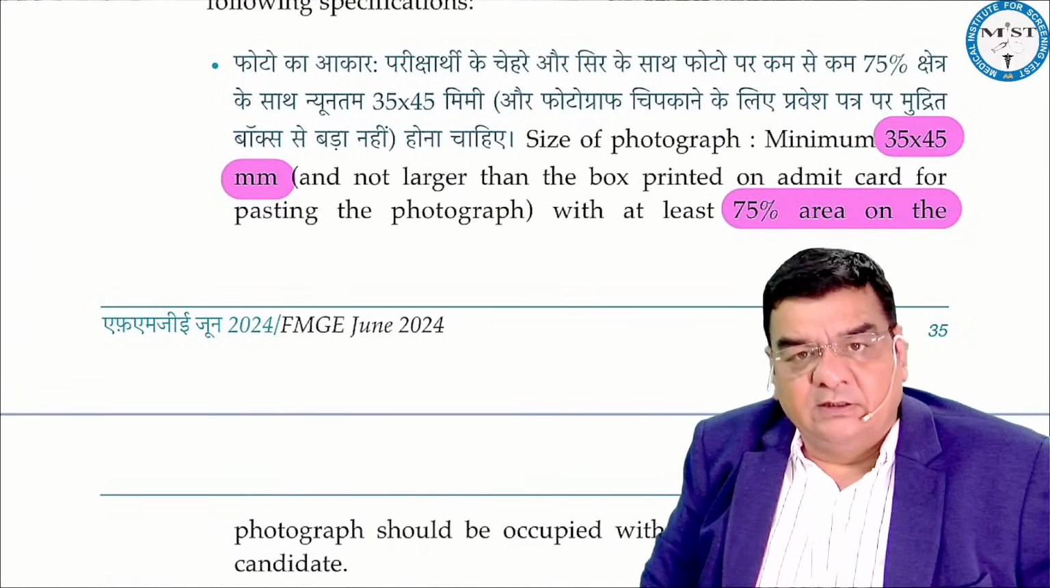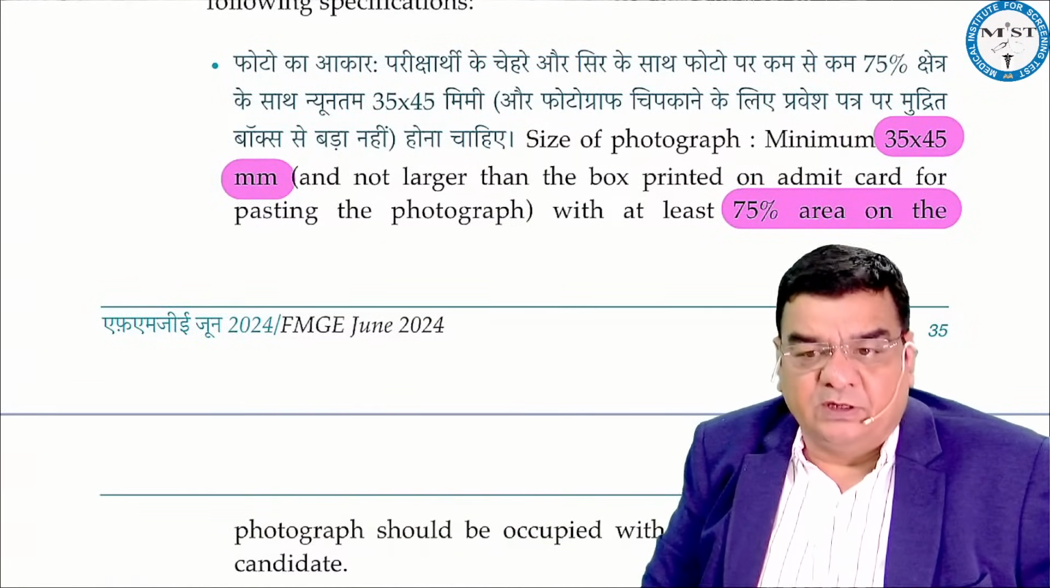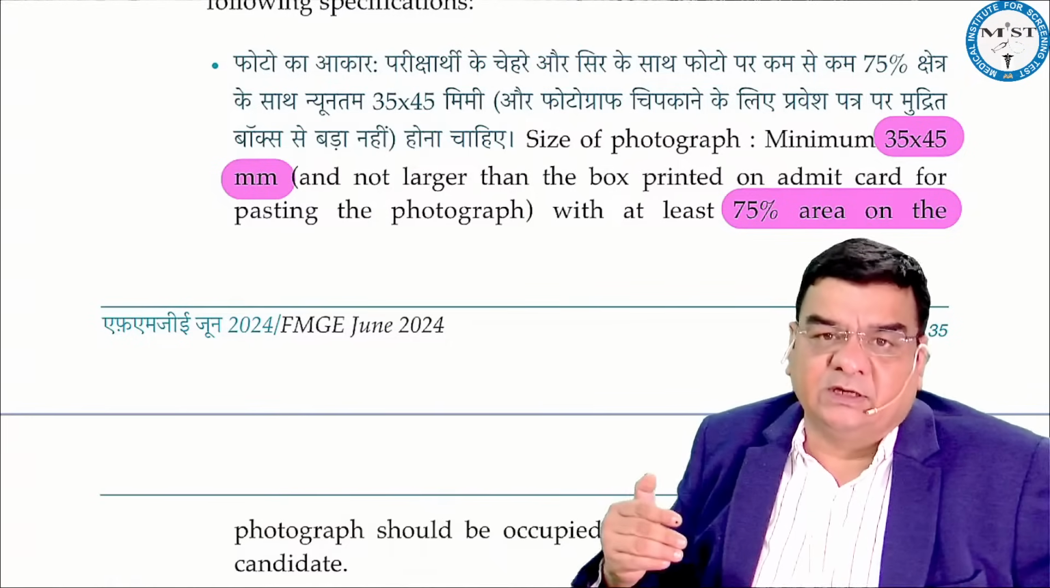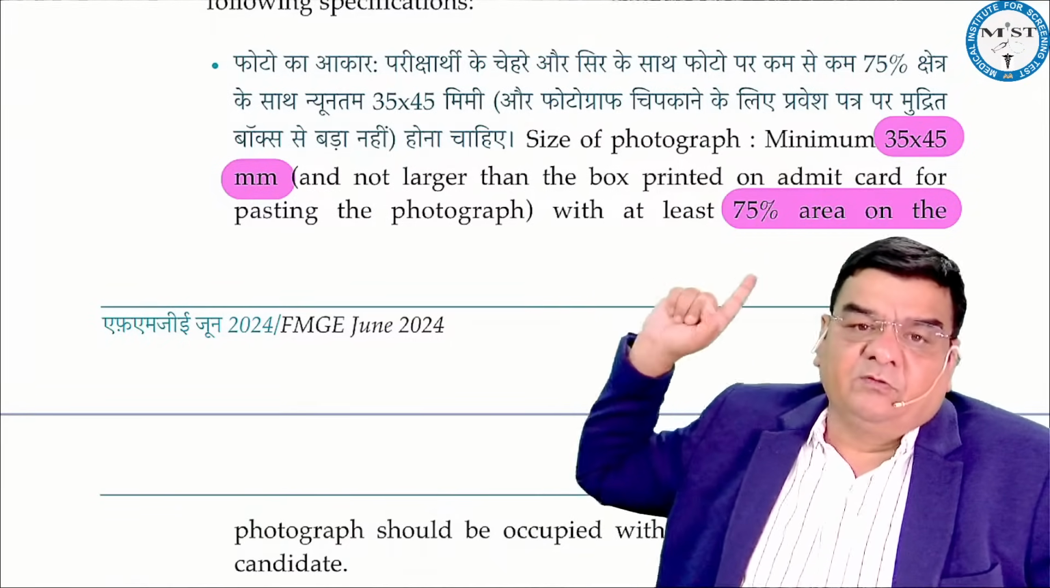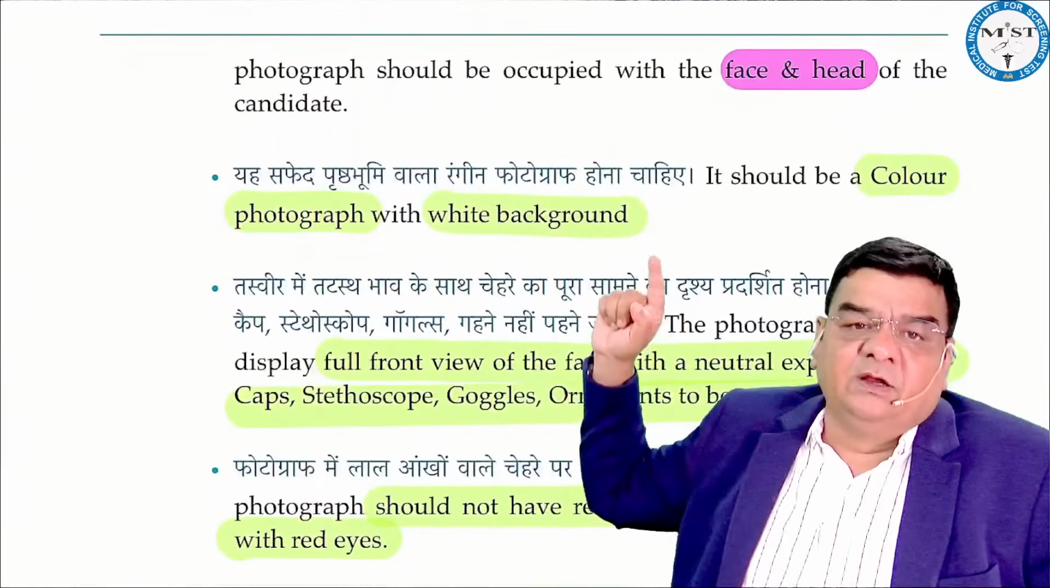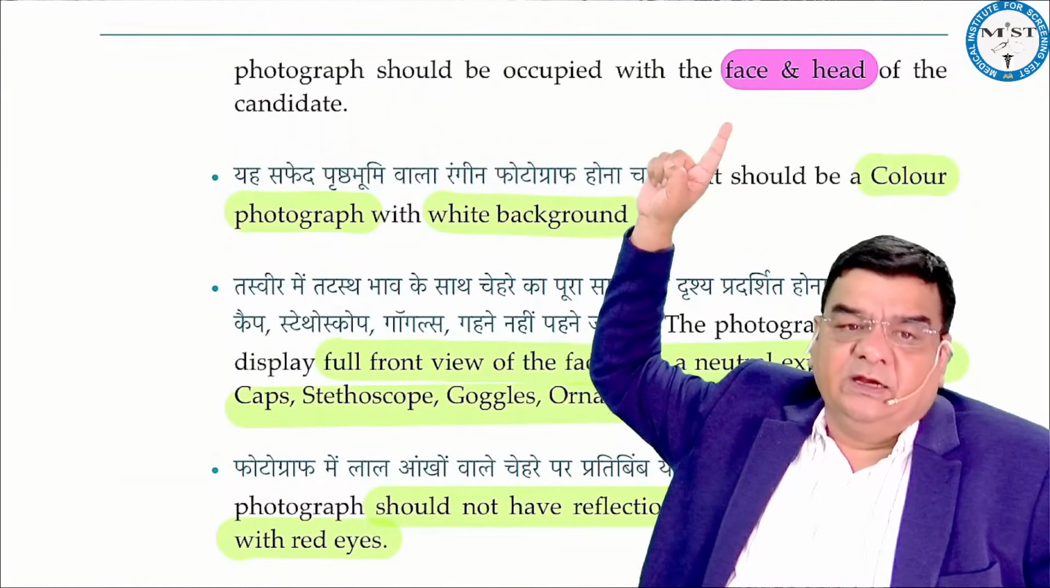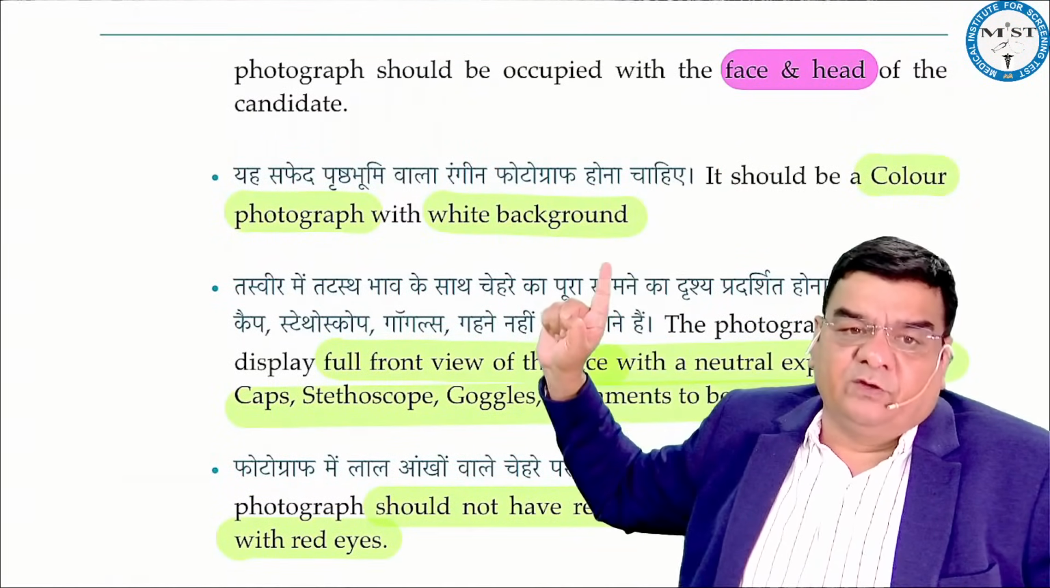Please read the guidelines carefully on how this photograph has to be taken. They have given so many things in detail, right? It should be 35 by 45 millimeter, wherein 75% of the area should be occupied by the face and the head. It should be a colored photograph with a white background.